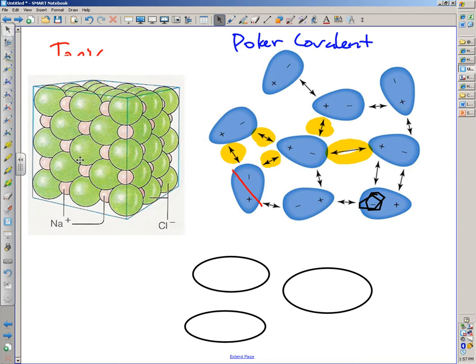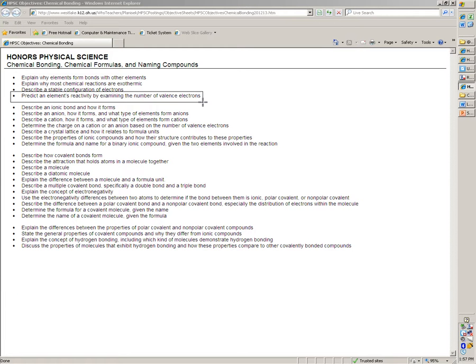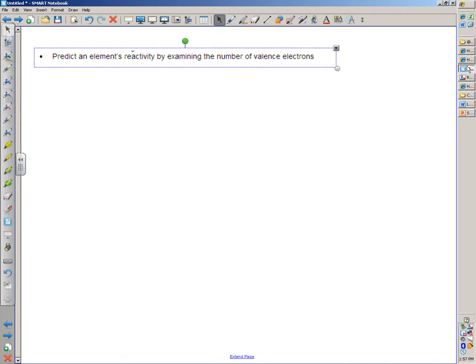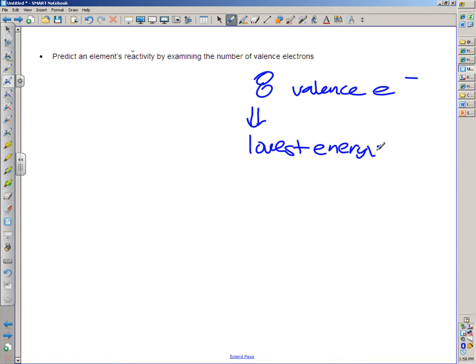All right, so what else? Predict an element's reactivity by examining the number of valence electrons. From a valence electron standpoint, what is every element looking for? The lowest energy level. Ultimately, we're looking for 8 valence electrons, because that means they will have the lowest possible energy. That is a low energy state.